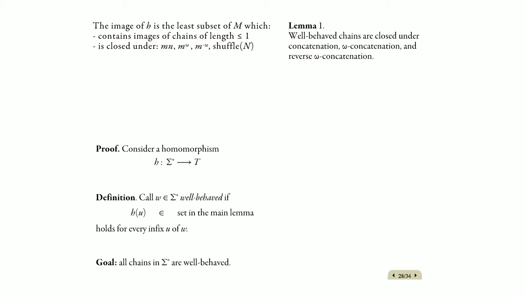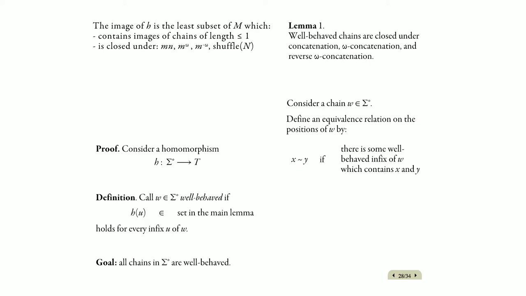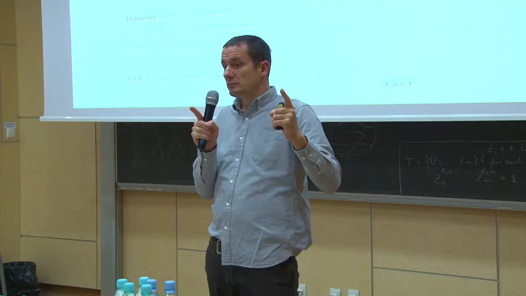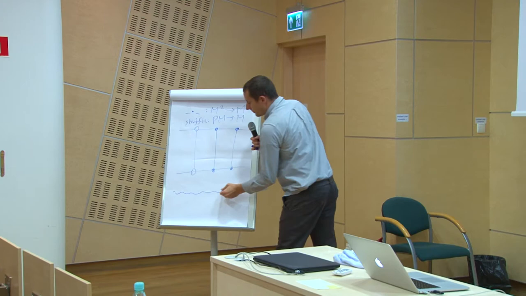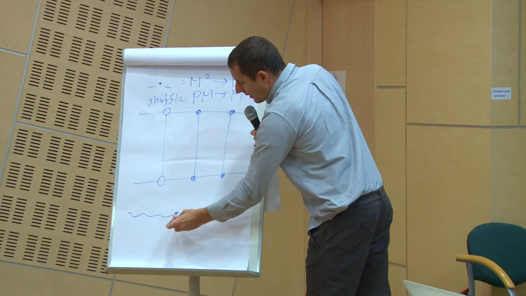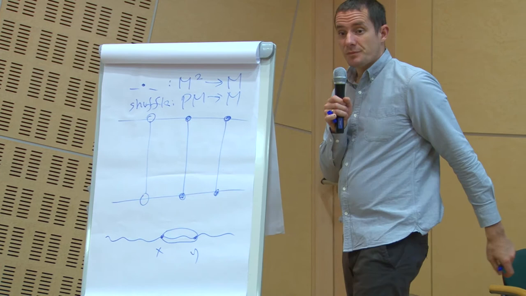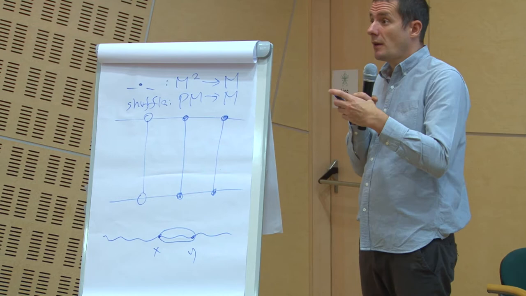I am going toward my goal, and I want to show that every chain is well-behaved. So let's take some chain, and eventually we will prove that it's well-behaved. Consider the following relation on positions of the chain. I say that two positions in this chain are equivalent if the interval which connects them is well-behaved. Maybe my chain is something like this. I don't know if the whole chain is well-behaved, but I say that x and y are kind of close if this interval, the infix which contains them, is well-behaved. This is an equivalence relation.